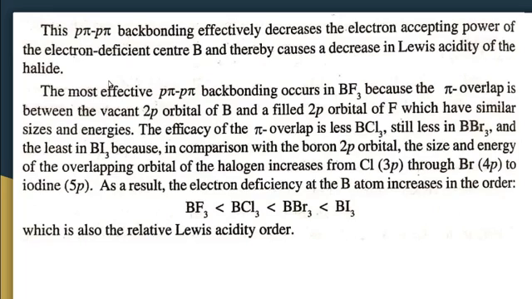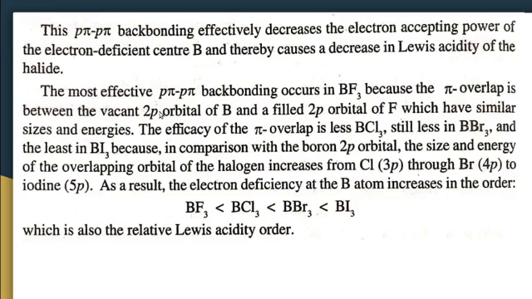But this is not the actual case because of the p pi back bonding that is present in BF3. There will be a back donation of electrons from fluorine to boron. So this decreases the electron deficiency around the central boron atom, and that causes the decrease in the electron accepting tendency or Lewis acidity of BF3. The most effective p pi back bonding occurs in BF3 because the pi overlap is between the vacant 2p orbital of boron and a filled 2p orbital of fluorine, which have similar size and energies.